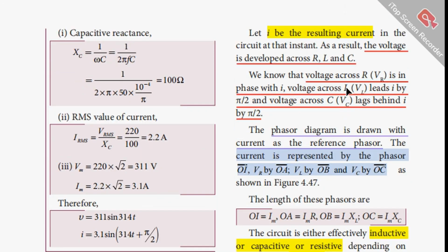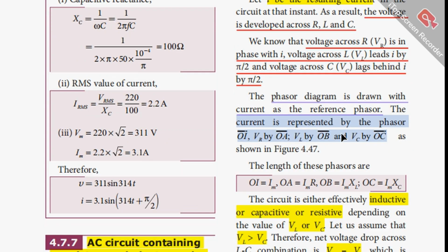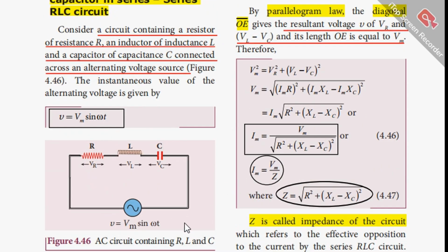We know that the voltage across R, that is VR, is in phase with the current I. And the voltage across L, that is VL, will lead the current by pi by 2, and the voltage across the capacitor C, that is VC, will lag behind the current by pi by 2. The phasor diagram is drawn with current as a reference phasor, and the current is represented by the phasor OI, VR by OA, VL by OB, and VC by OC, as shown in figure 4.47 here.